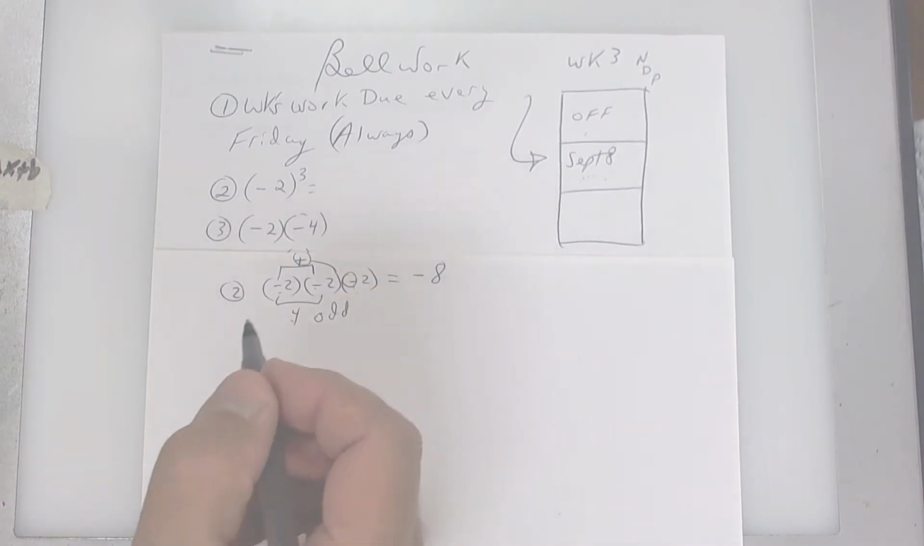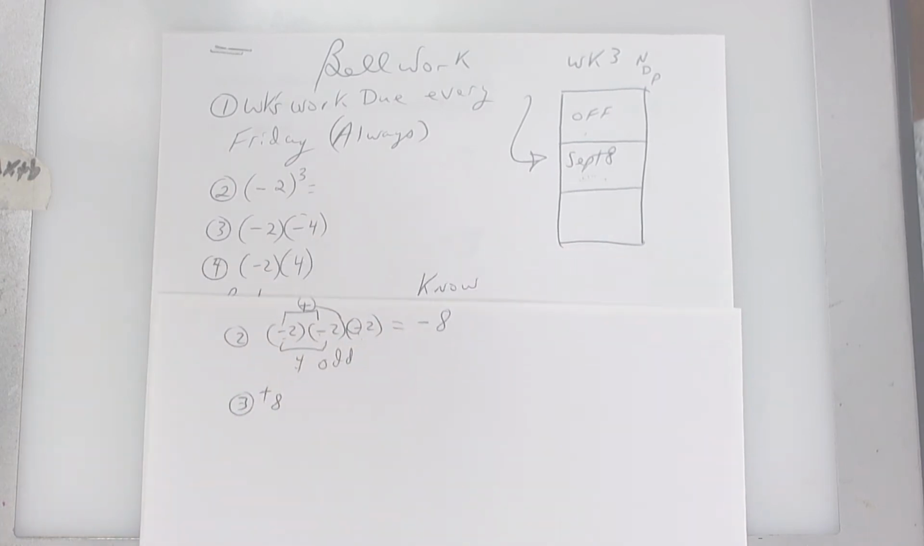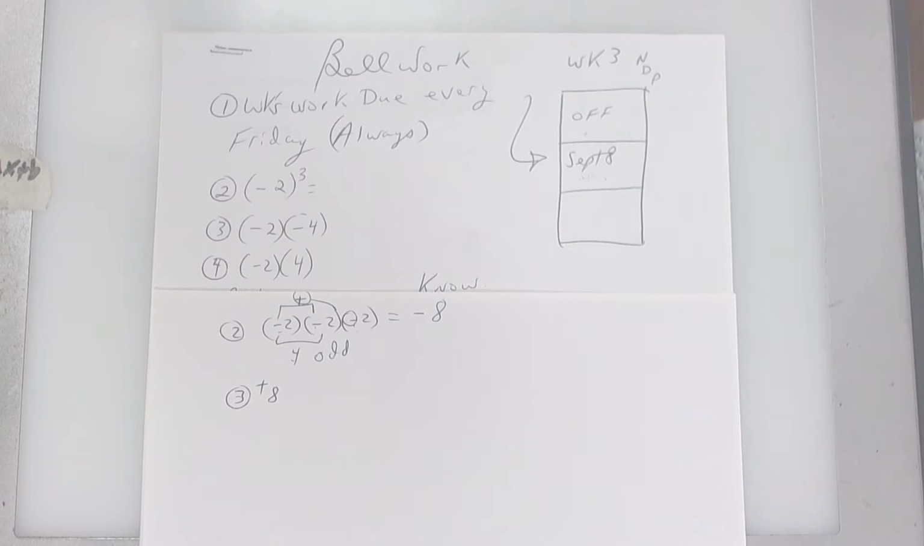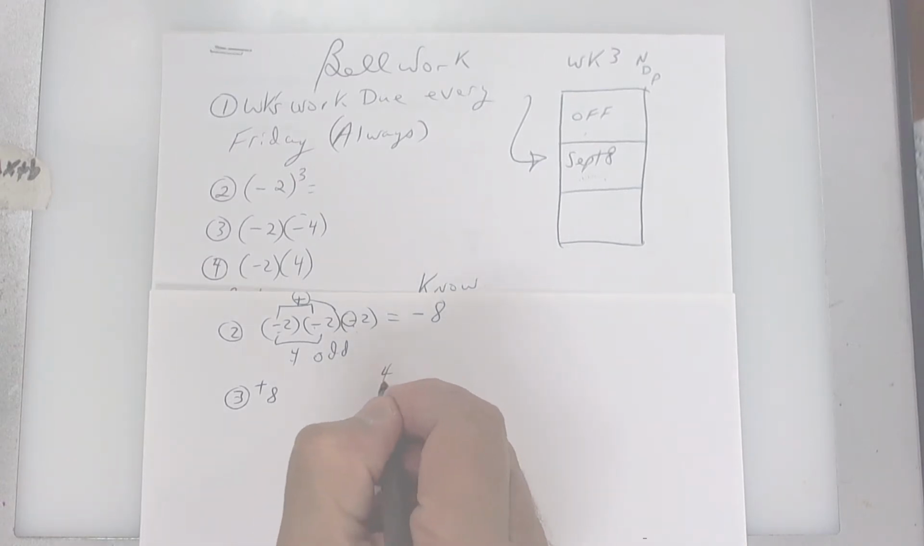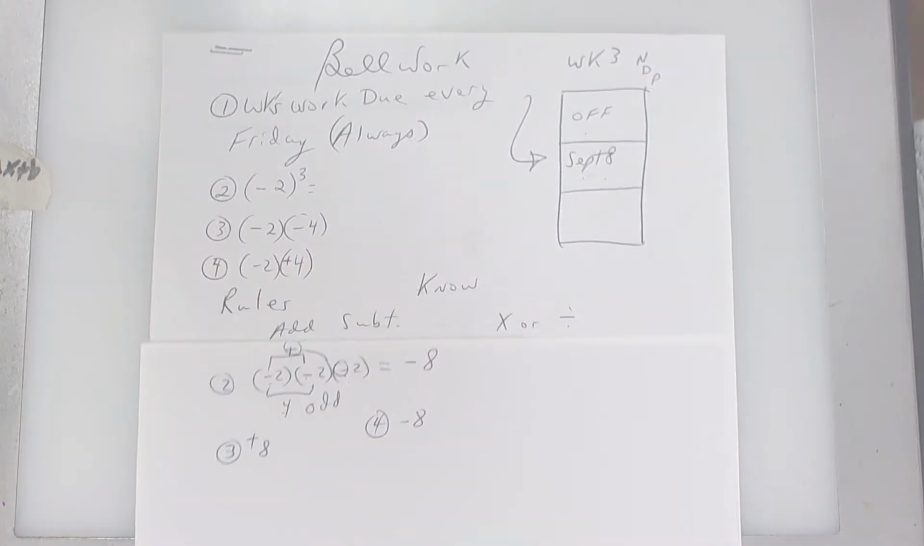The next one, 2 negatives. A negative times a negative is a positive, so that's going to be a +8. The next one is only 1 negative, so that's going to be a -8. Okay, negative times a positive is a negative. If it's only 1, it's a negative.